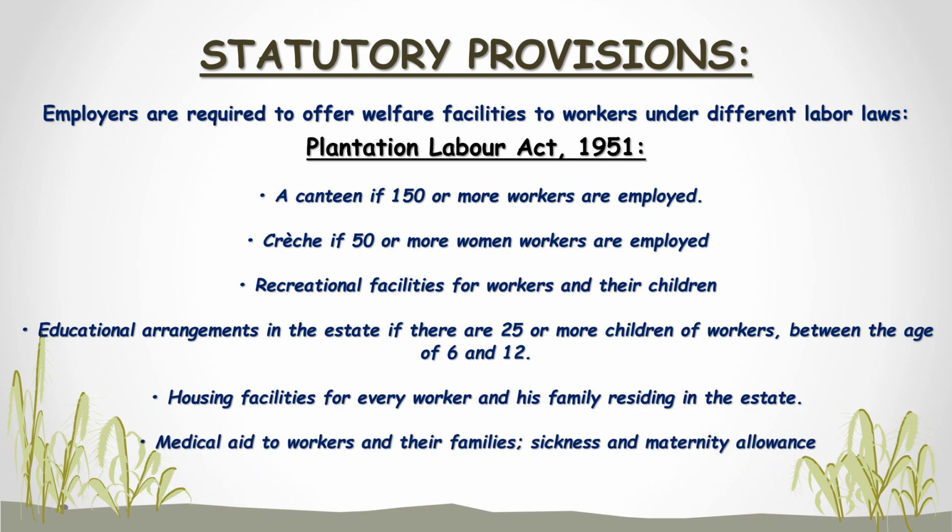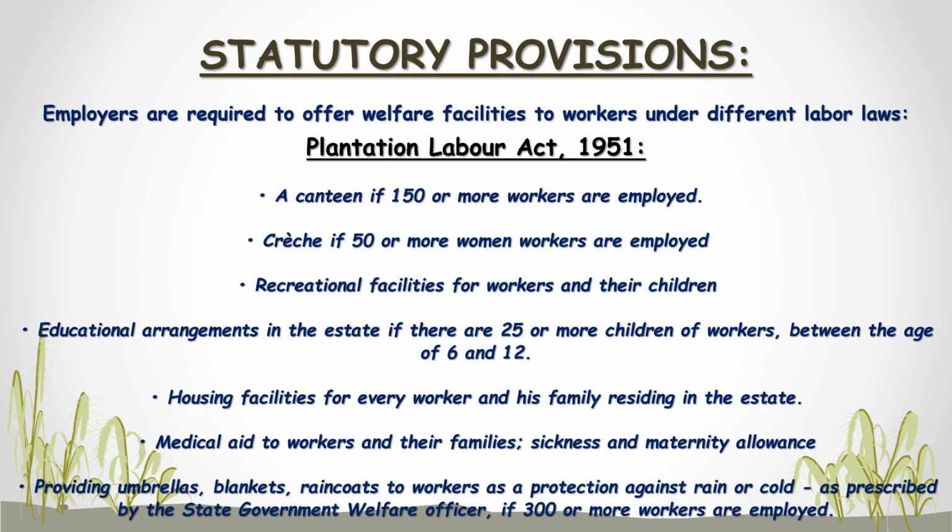Medical aid to workers and their families, sickness and maternity allowance. Providing umbrellas, blankets, raincoats to workers as a protection against rain or cold, as prescribed by the state government welfare officer, if 300 or more workers are employed.